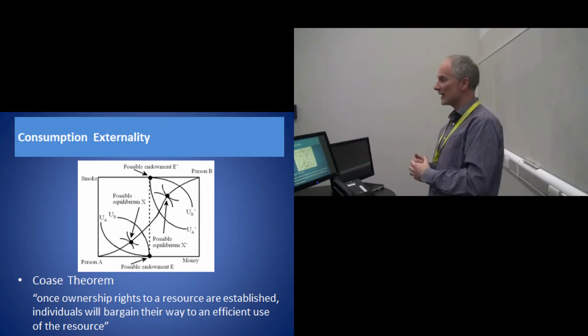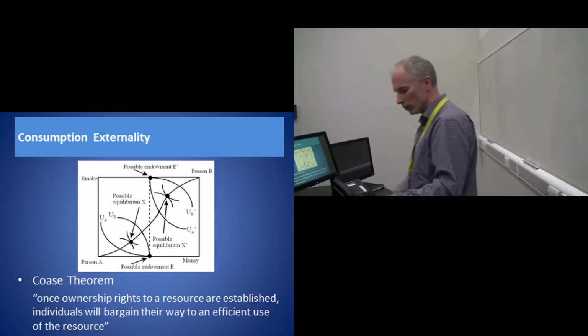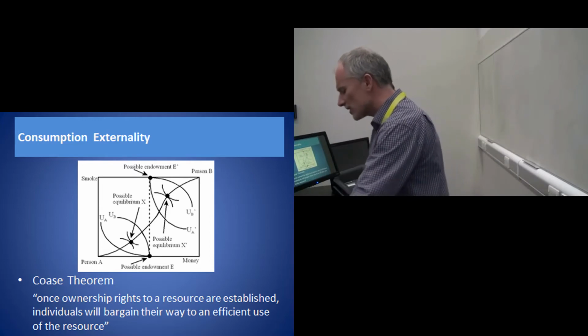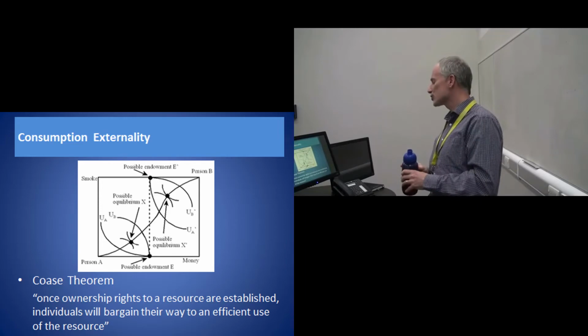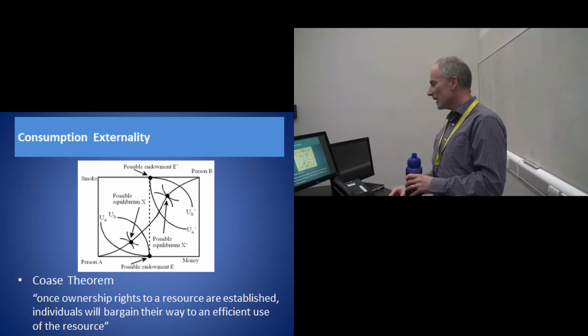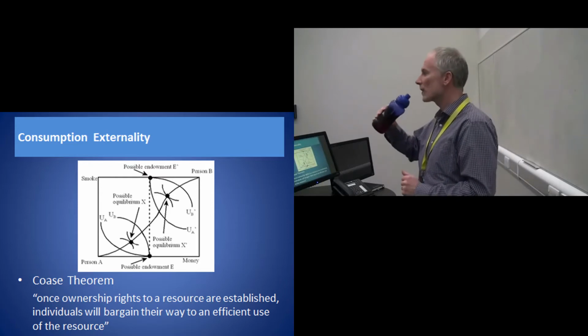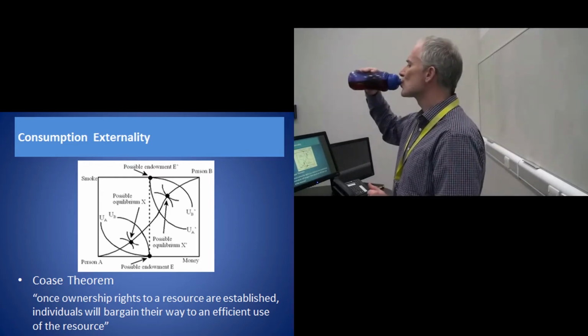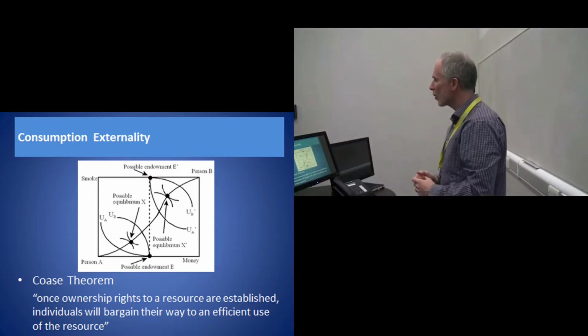That finding that we get here is known as the Coase theorem. And just to give you a formal definition, the Coase theorem says that once ownership rights to a resource are established, individuals will bargain their way to an efficient use of the resource. That is the Coase theorem. And that is what we've done here.